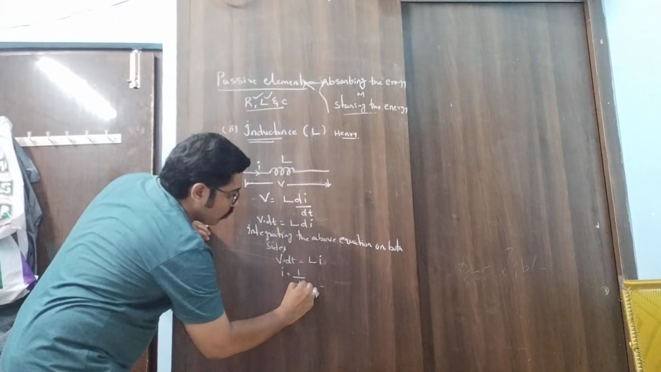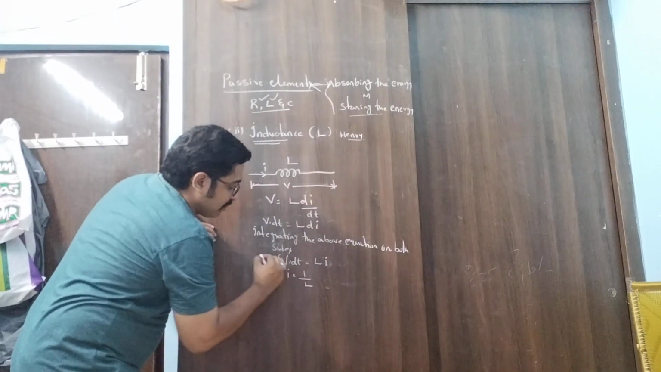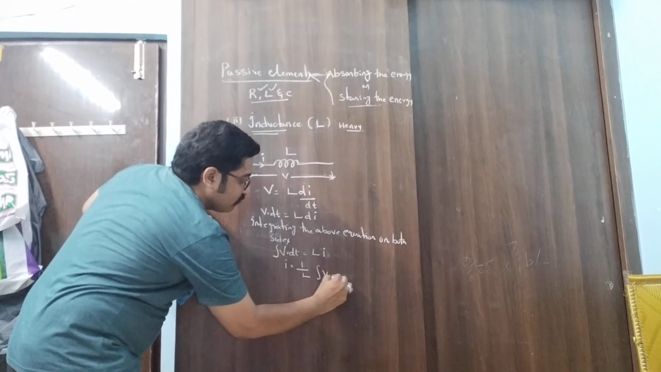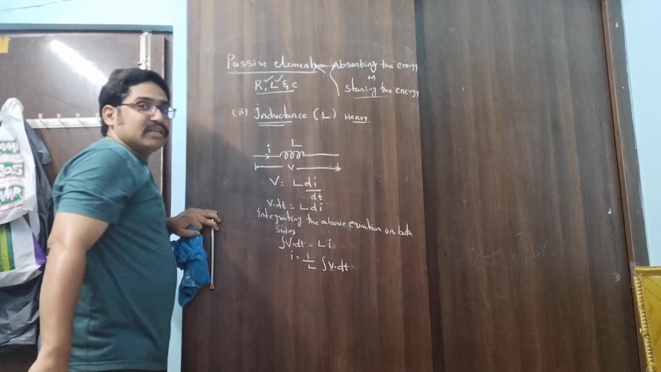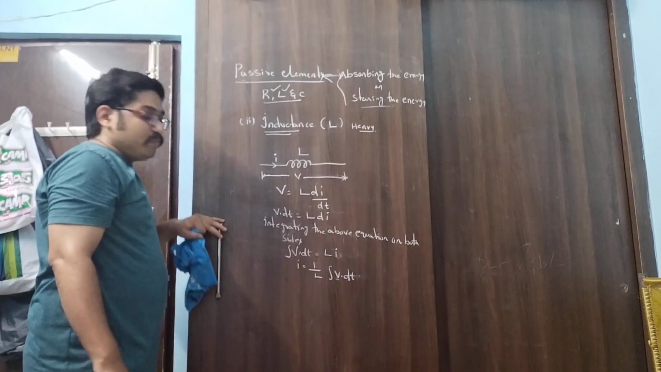So what is I? I is equal to 1 by L, integral of V into dt.